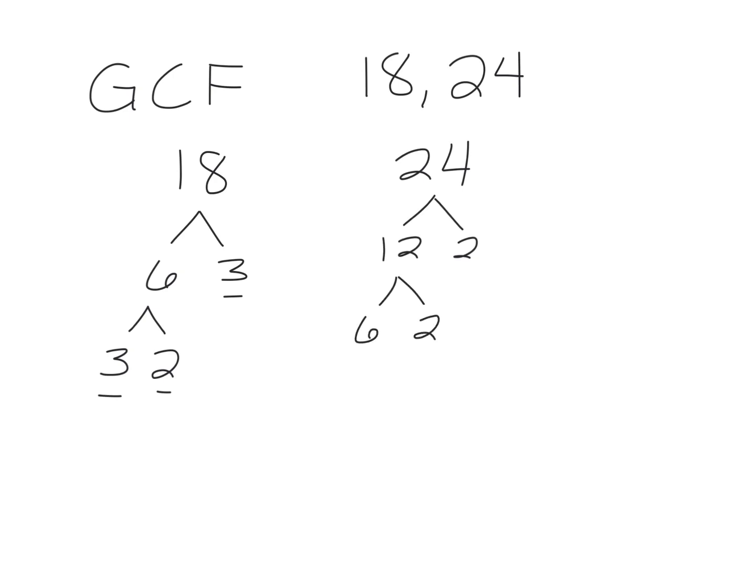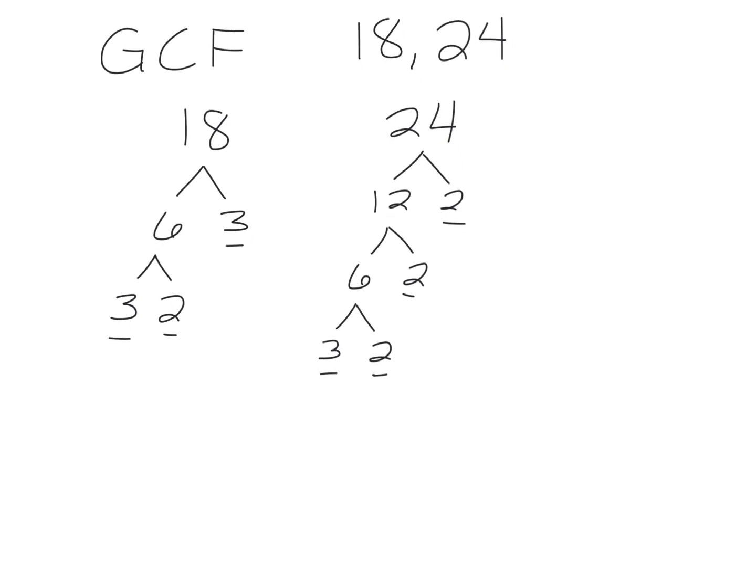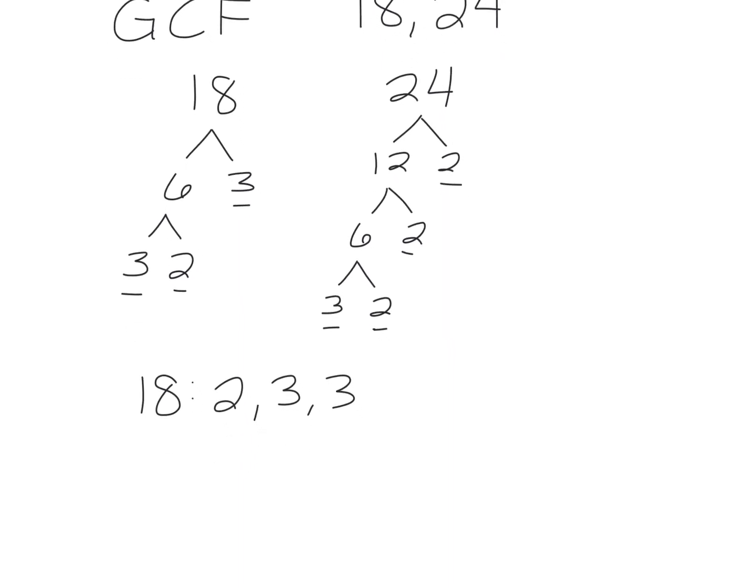6 and 2. And then 6 we said was 3 and 2. Can we go any farther with any of our ending factors? No. Okay, so 18, what did we end up with? Yep, 2, 3, and 3. And then 24, what were our ending numbers? Yes. Everyone okay up to this point?